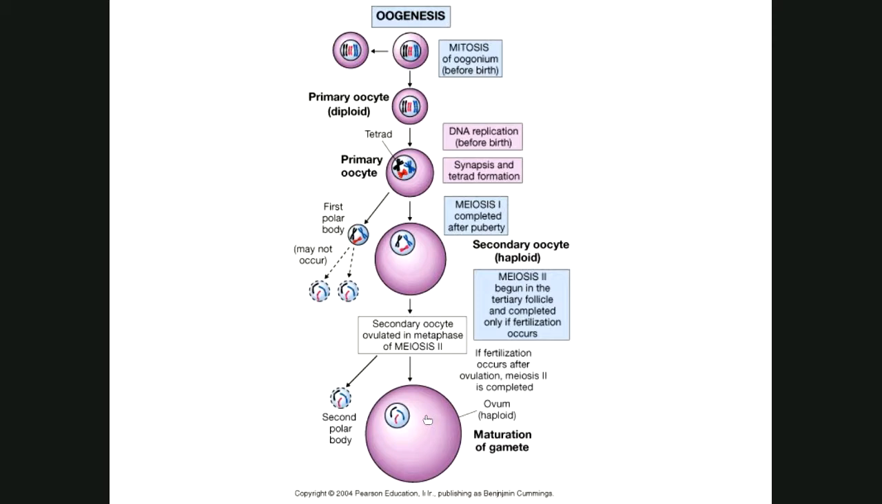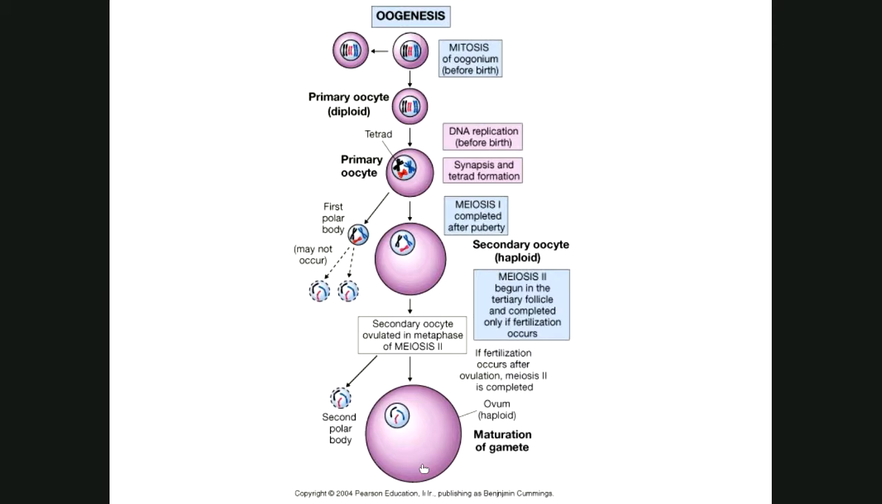Now, I want you to notice this division, though. We start with 1 and we end with 1. This is not like our typical meiosis. This is not like males where we started with 1 and ended with 4. Here we start with 1, we end with 1, and that's completely different than we saw in males.